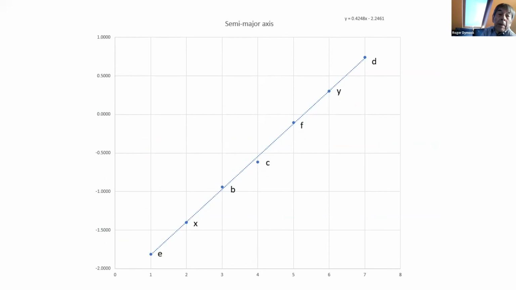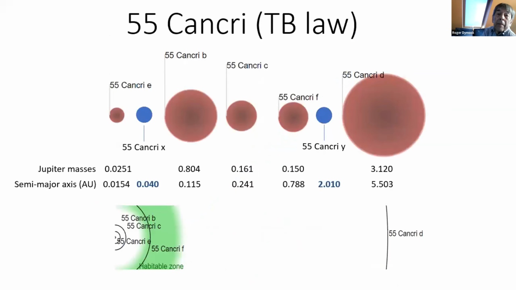And the log of the semi-major axis plotted against the TB number, and I've shown the additional planets as X and Y, more or less on a straight line. So this is what the new system looks like, putting in the 2 extra planets in there. The sizes are not known, obviously.